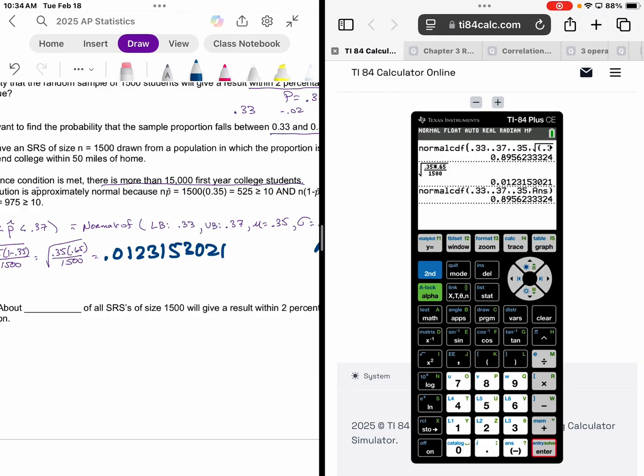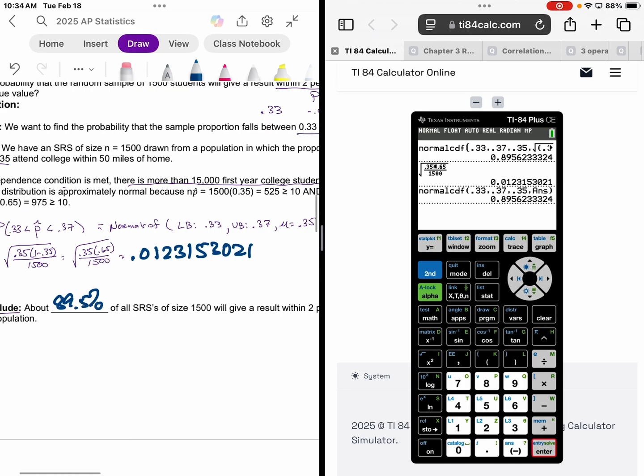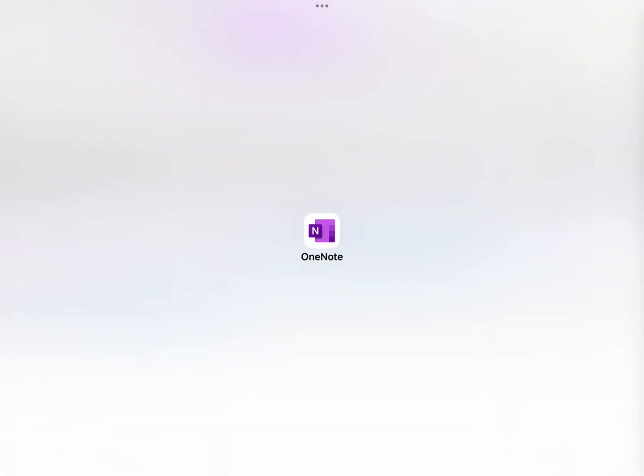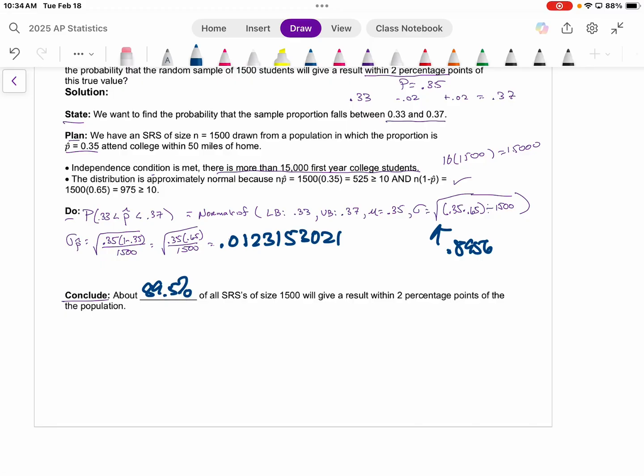So, anyway, next one. We would say about 0.56% of the simple random samples of size 1,500 would give us a result within 2 percentage points of the population. And there's a nice little short, quick explanation as we do this. Again, as we get further, we'll learn some scripting that we get to say for some of the situations.